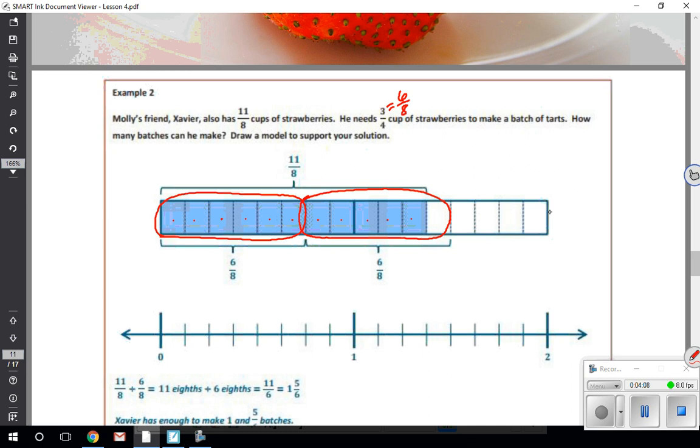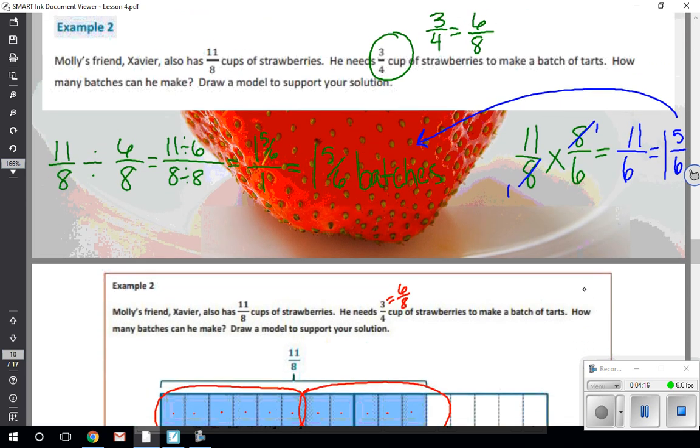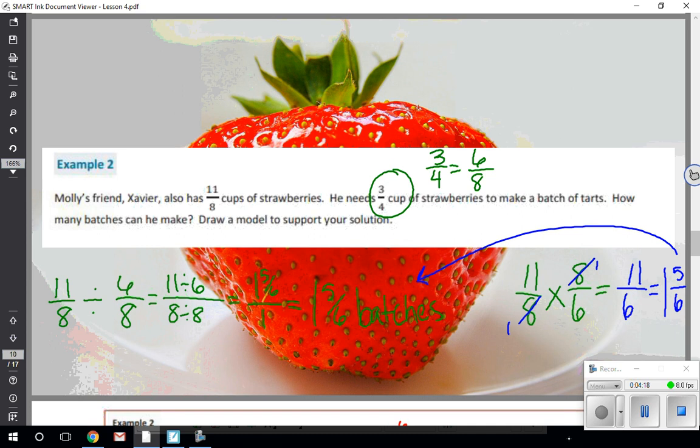So that's what we worked on in class. Either way to solve that problem works. The visual just helps make sense of it, of why 3/4 is the same as 6/8. We used equivalent fractions. So I hope this helps make a difference.